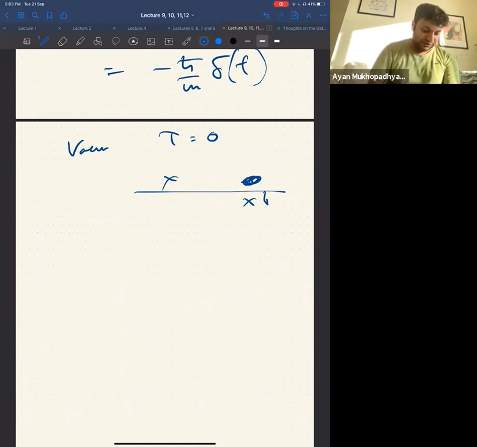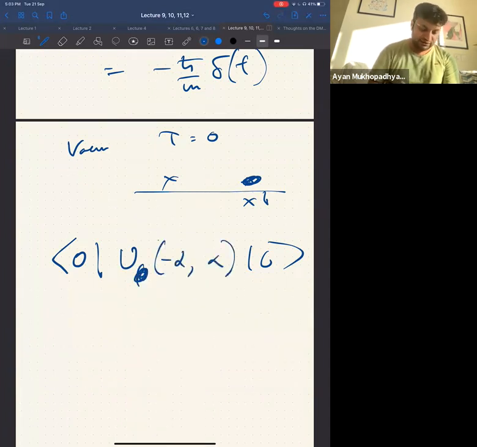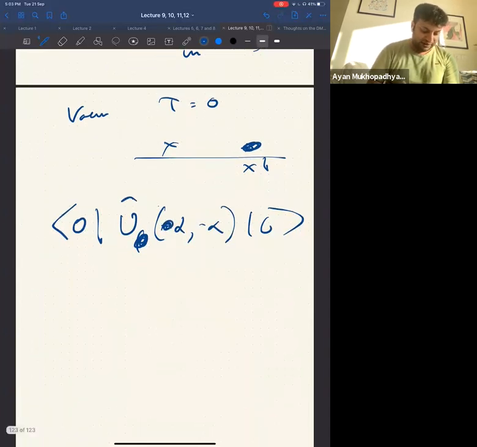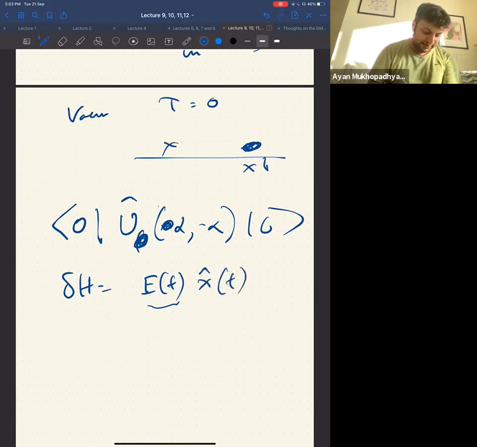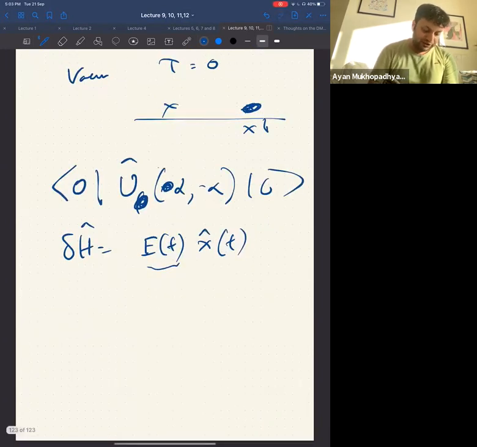So let us take the vacuum. You start with the vacuum, and there are some interactions in the theory, and you wait, and you take U epsilon, or U from minus infinity to infinity. You evolve the vacuum, and then with the delta H, where the perturbation goes like E(t) times x(t), right? And then you look into delta of this transition amplitude.